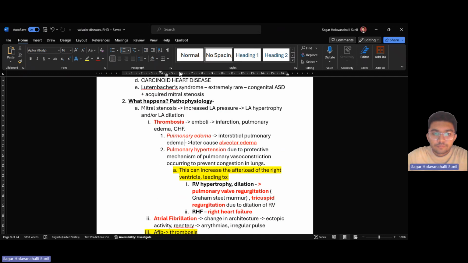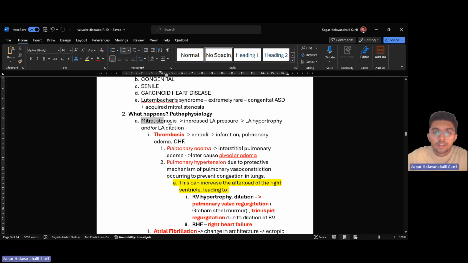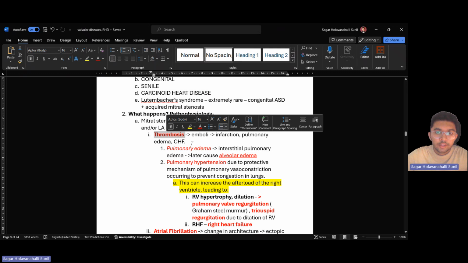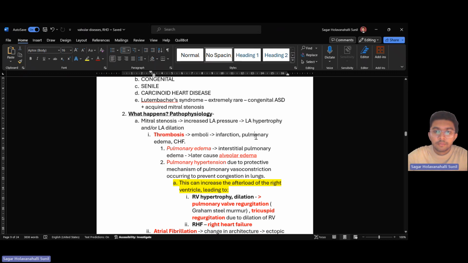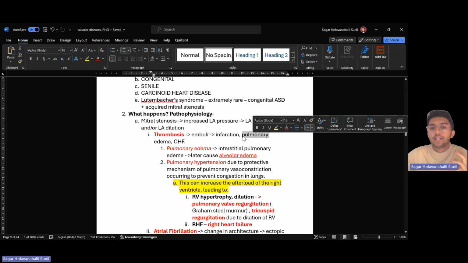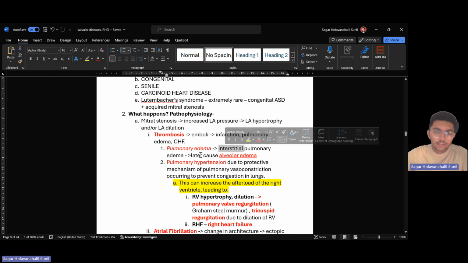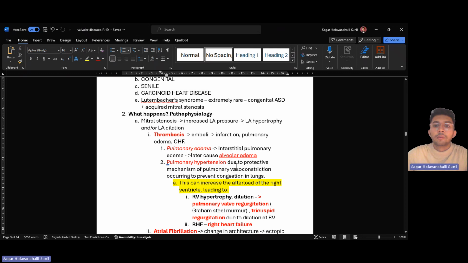Okay, so to remember this, just understand the flow of the pathophysiology over here. Then just know what thrombosis can do. It is infarction and pulmonary edema. In pulmonary edema, just think that, okay, logically it will first go into the interstitial space and then it will get into the alveolar space, okay? And then remember that there's a protective mechanism, and that's why there could be pulmonary hypertension as well.